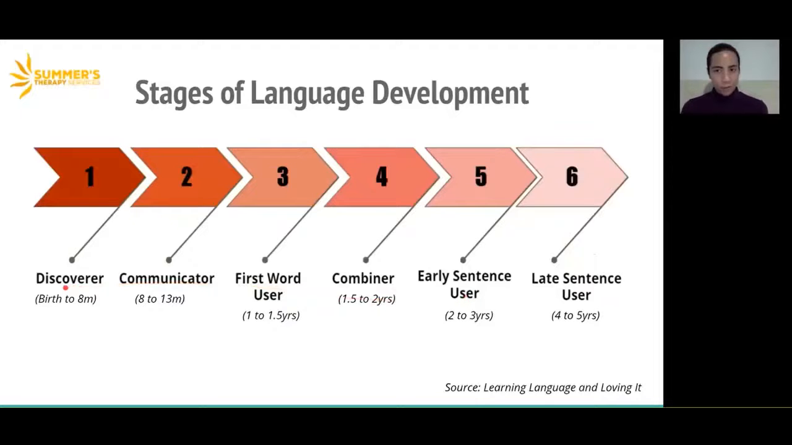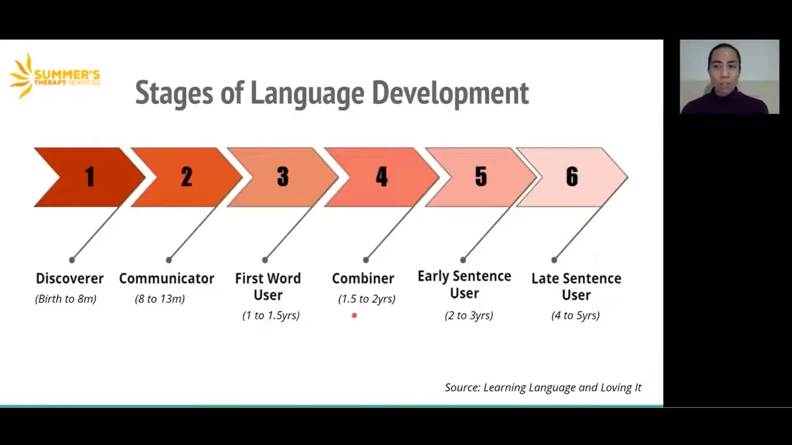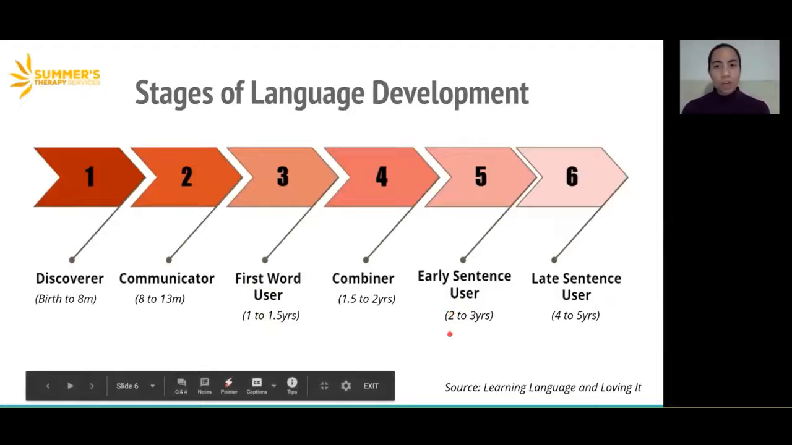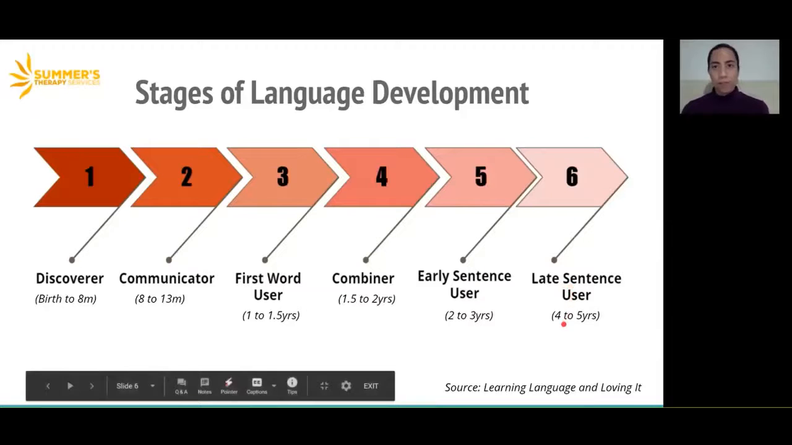We have the discoverer stage from about birth to 8 months. We do have the communicator stage, which is 8 to 13 months. We have the first word user stage, which is about 1 to 1.5 years. We also have the combiner stage, which is about 1.5 to 2-year-olds. We have early sentence users from 2 to 3-year-olds. And we have the late sentence user, which is around 4 to 5-year-olds.